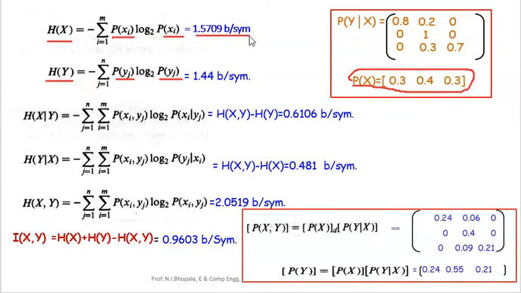So this is the value we are getting, 1.57 approximately bits per symbol, by knowing this P(X). Similarly, if I want to calculate H(Y), I will take the help of these particular values to calculate this H(Y).